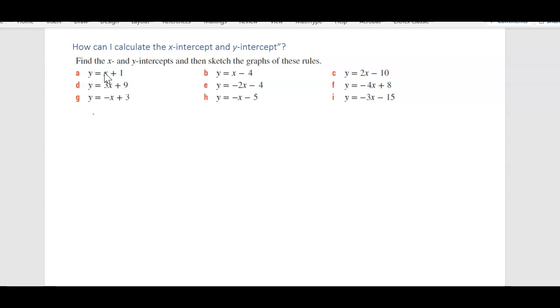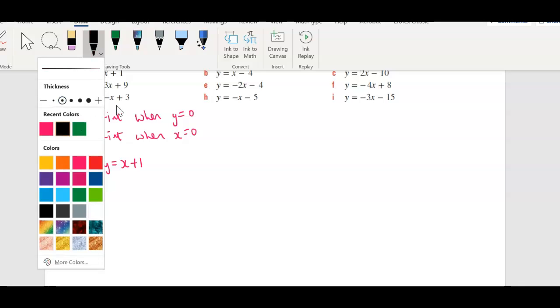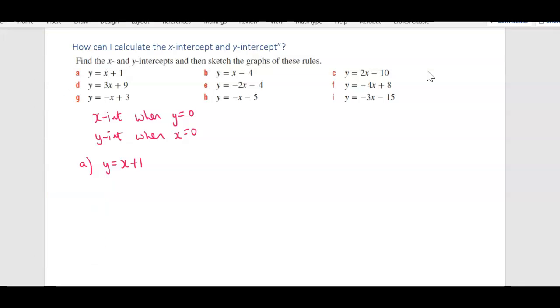Okay, so your x-intercept, and I just write x-int so we don't have to write the whole word, is when y is equal to 0. And your y-intercept is when x is equal to 0. Now your y-intercept is easy to spot because it'll always be your constant, as long as your rule's written in this form. So for question A, we've got y equals x plus 1. We'll do the x-intercept first.